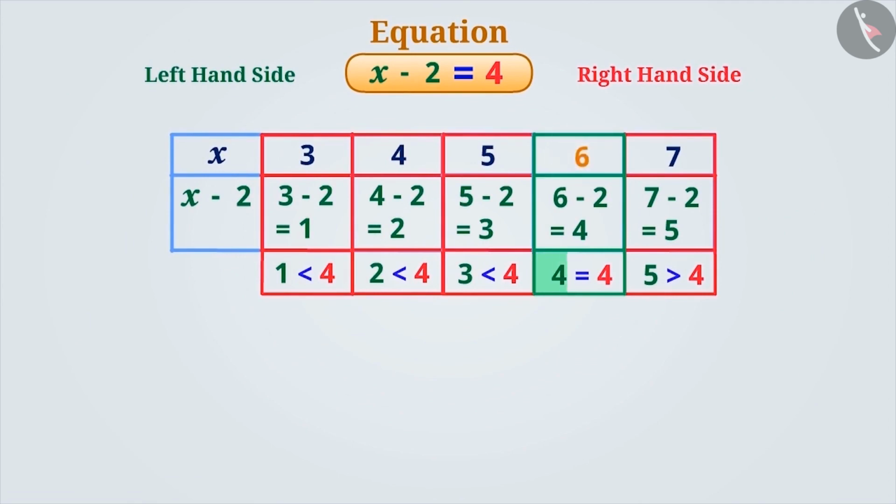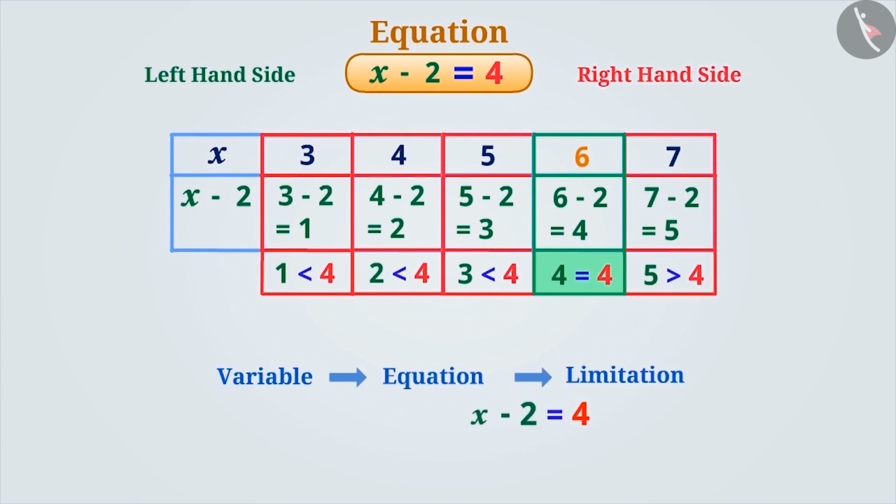What do we understand from this? The equation is satisfied for the given value of the variable. The fixed value of the variable with which the condition is satisfied is called the solution of the equation. The solution of this equation is x is equal to 6.